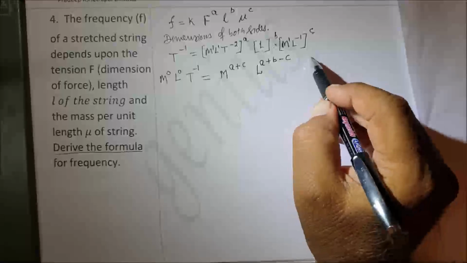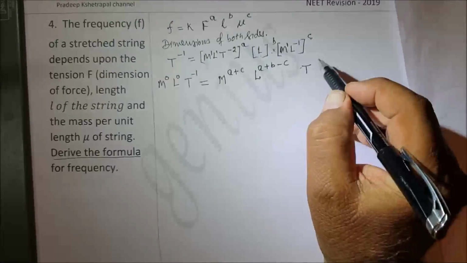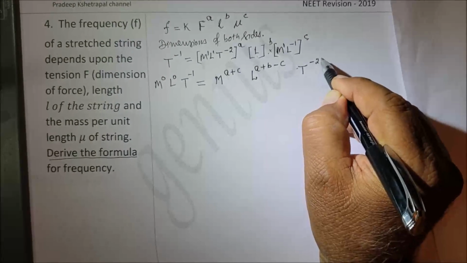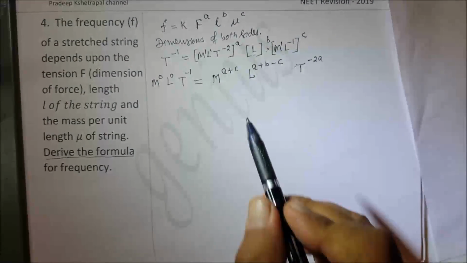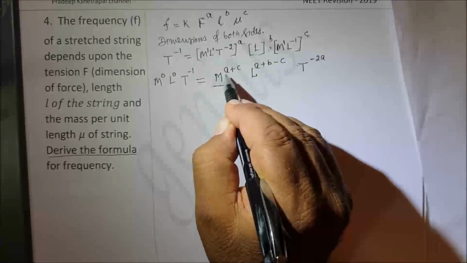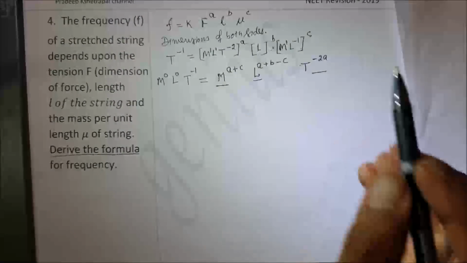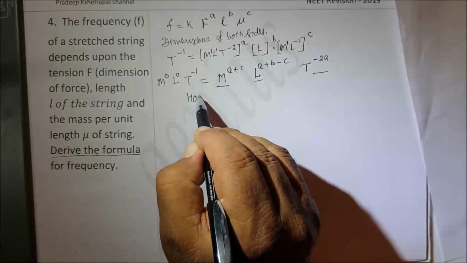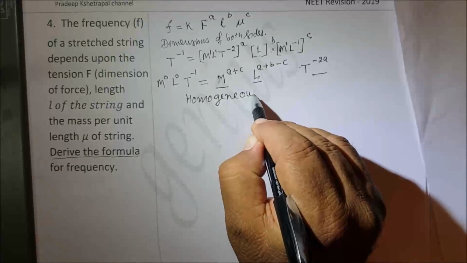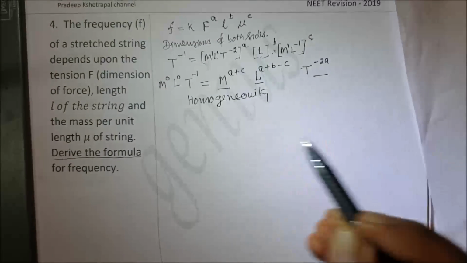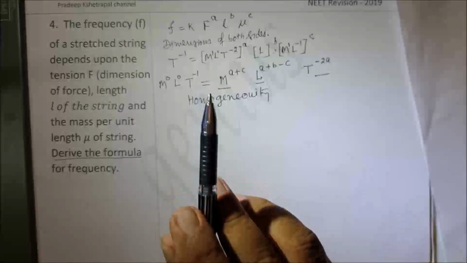So this is length. Then time. Here time is minus 2 into A, so we write it minus 2A. Then there is no time here. So this is the only one. So we got M raised to something, L raised to something, T raised to something. These are our dimensions. Now, by the principle of homogeneity, each term should be similar. The dimensions on both sides should be similar.